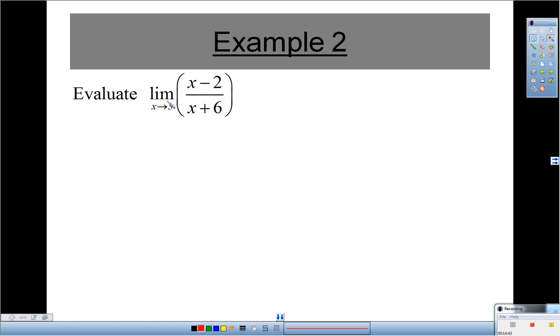Alright, for this one, let's say I want you to find the limit as x approaches 3 of x minus 2 over x plus 6. I'm going to try direct substitution, so I'm just going to plug in 3 into that, and that'll give me 1 over 9, and so that would be my answer. You notice I did get a real number answer. So there's nothing wrong with using direct substitution. So that will be my answer. All right, let's take a look at one more.